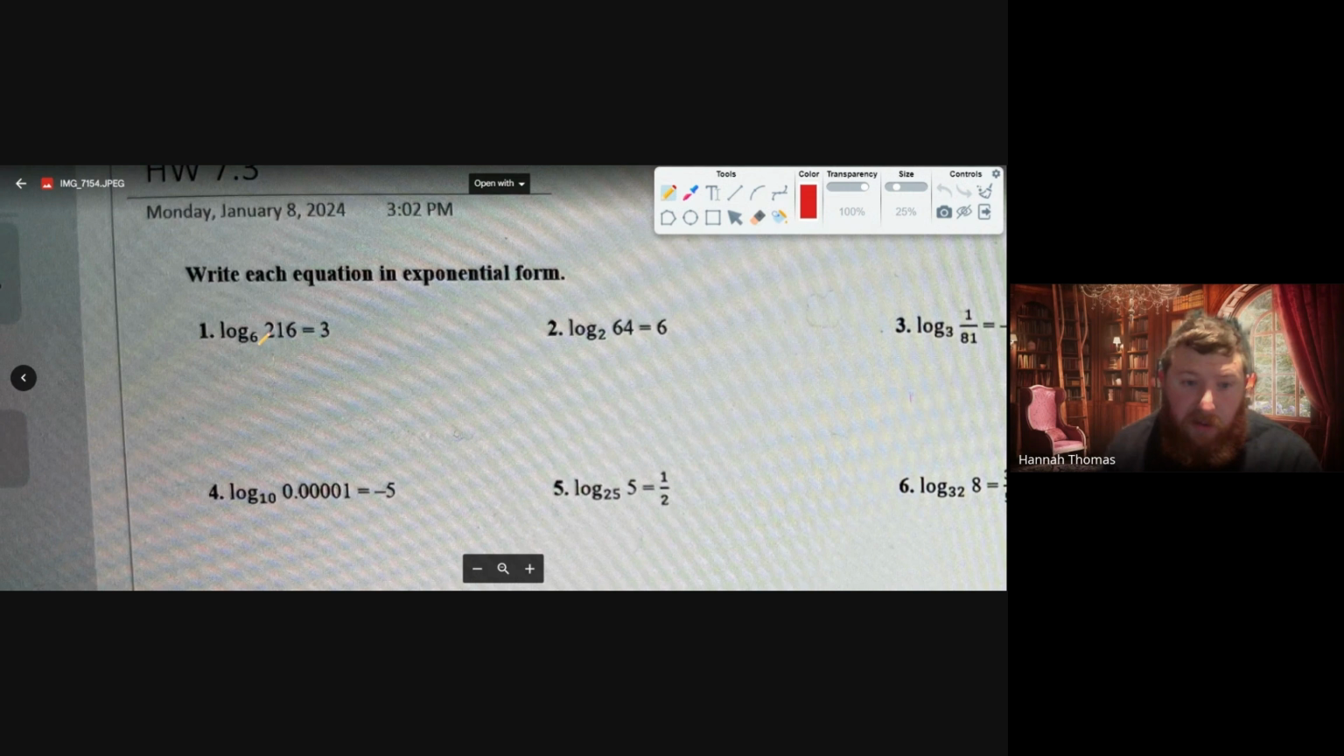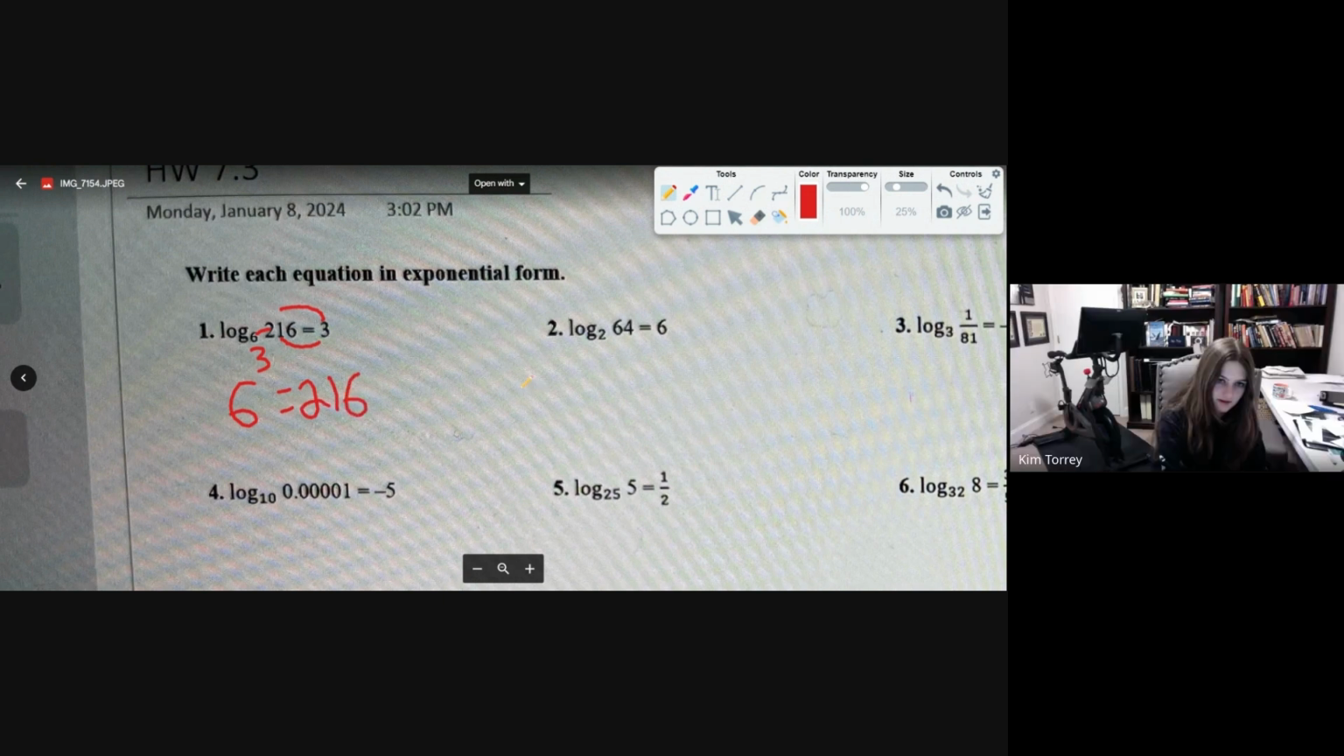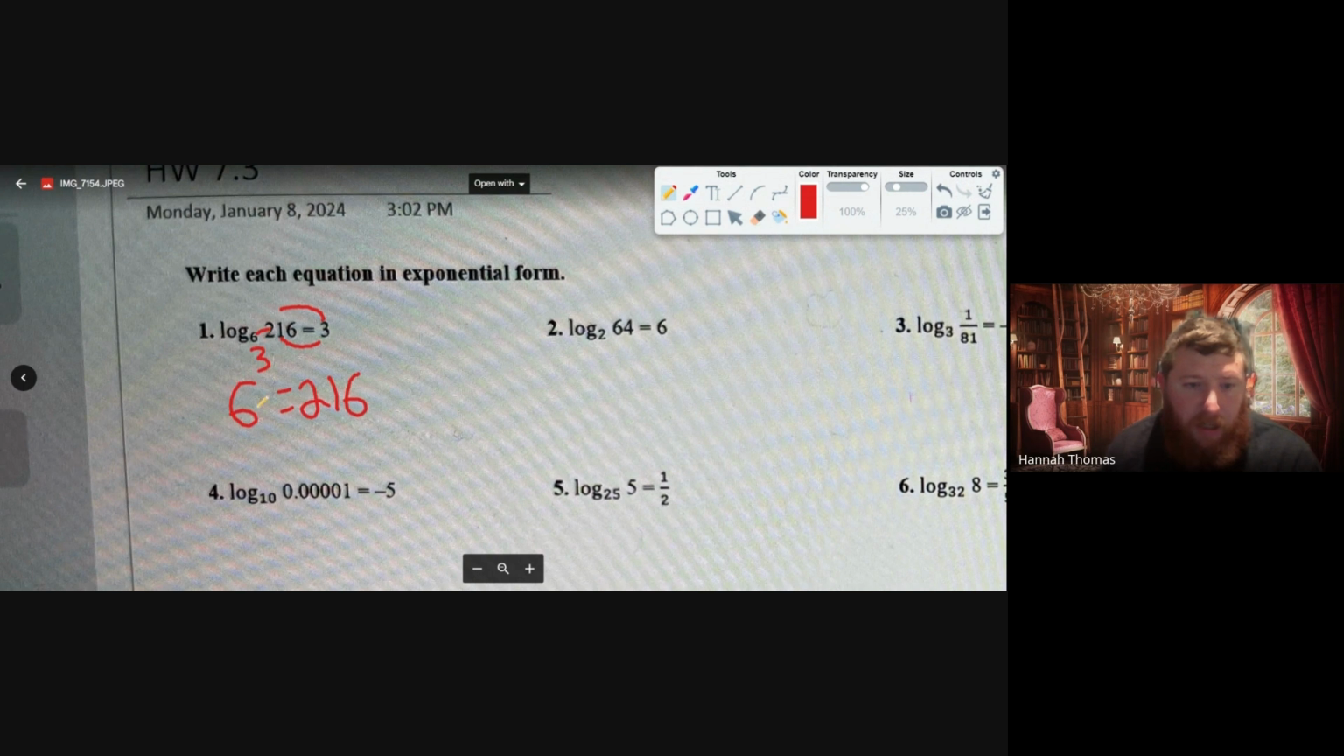Close. We're going to take 6 and put it where 216 is. 216 goes to 3, and 3 becomes the exponent. So this becomes 6 cubed equals 216. We took the base and made it the regular number, and then 3 became the exponent, and 216 got moved to the other side. And if you use a calculator, 6 cubed is in fact 216.